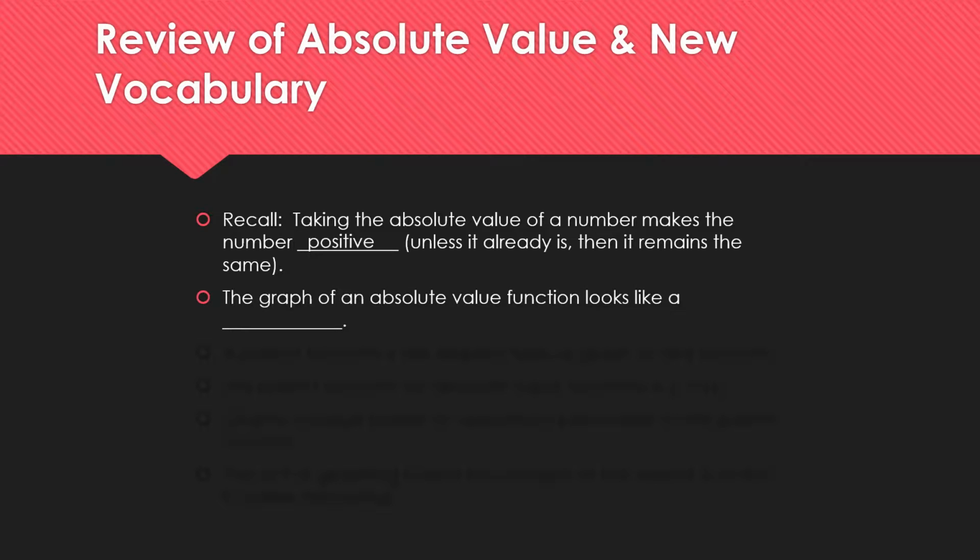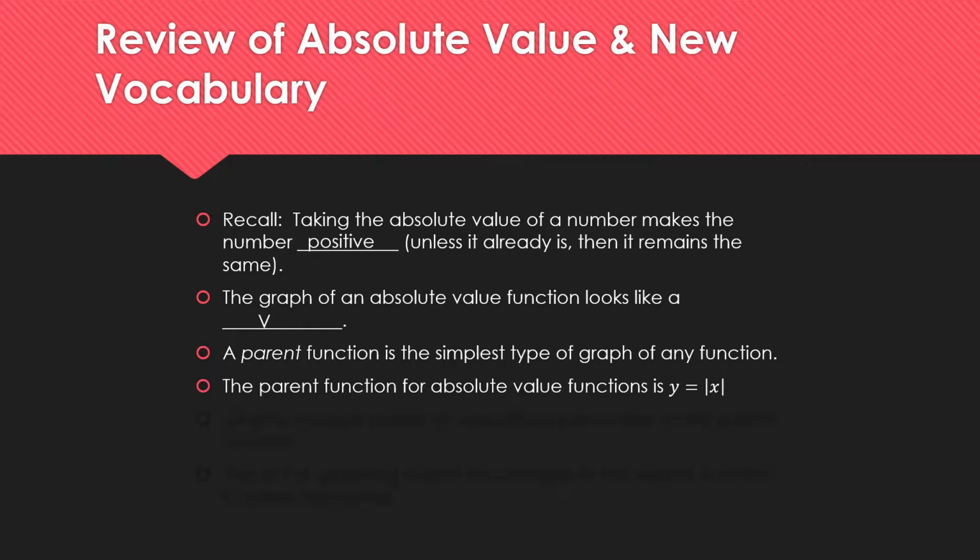The graph of an absolute value function looks like a what? If you filled in the blank with v, you are correct. The parent function of any function is the simplest type of graph of any function. And the parent function for absolute value functions is y equals the absolute value of x.